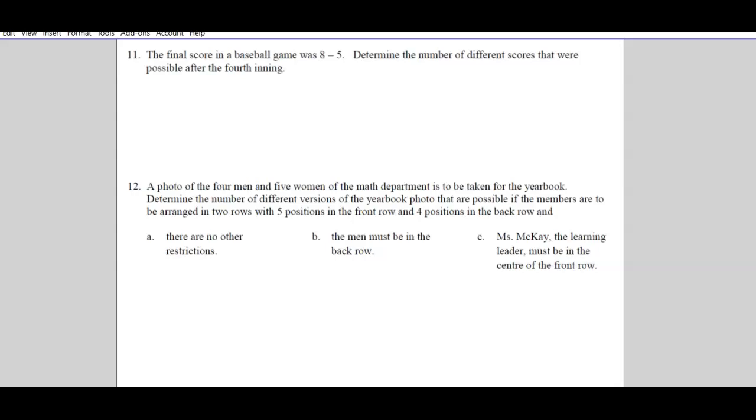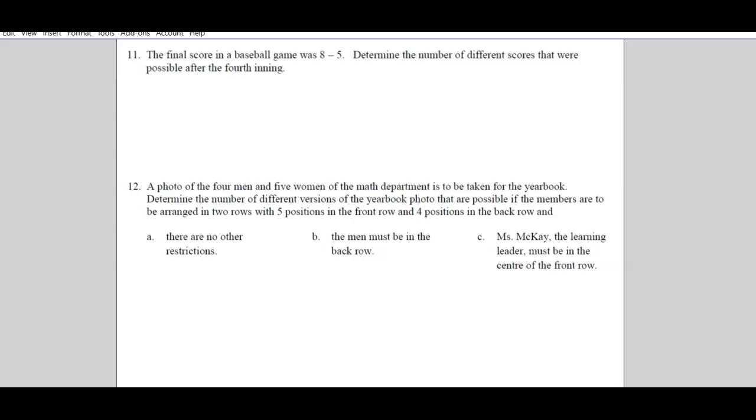It says the final score was 8-5. Determine the number of different scores that were possible after the 4th inning. Okay? You don't have to know how many innings. What does any game start out as a score? 0-0. Could the score be 0-0 after a certain inning? Yeah, no one scored anything. Doesn't matter how many innings, they could go from 0-0 to 8-5 at the end. Again, you don't have to know how many innings.